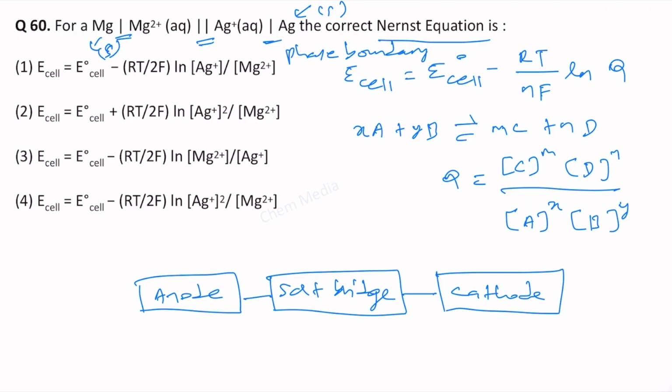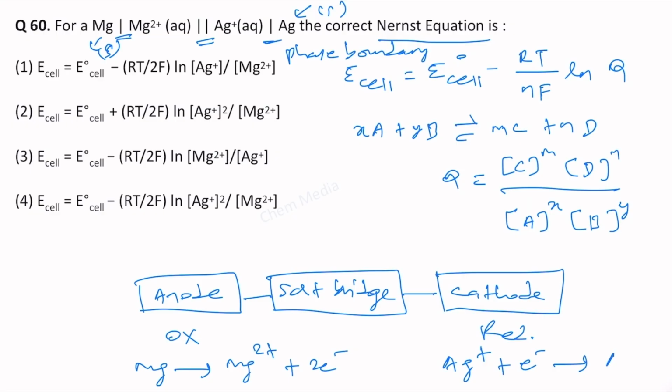We know that whatever be the cell, it is always anodic oxidation and cathodic reduction. Therefore, the half cell reaction happening at the anode is magnesium losing 2 electrons and giving Mg2+. And the half cell reaction happening at the cathode is Ag+ gaining an electron and becoming Ag solid. Now 2 electrons are involved on the anode side. That means we need to multiply this entire half cell reaction with 2. So now we can balance this and write the balanced equation.